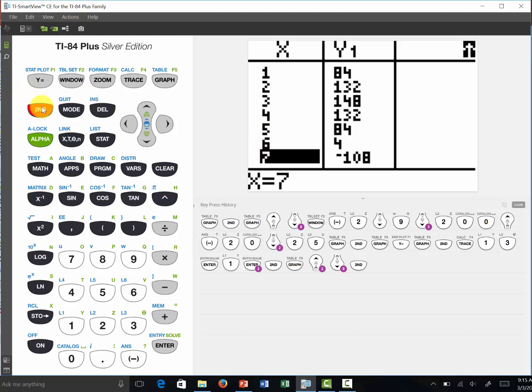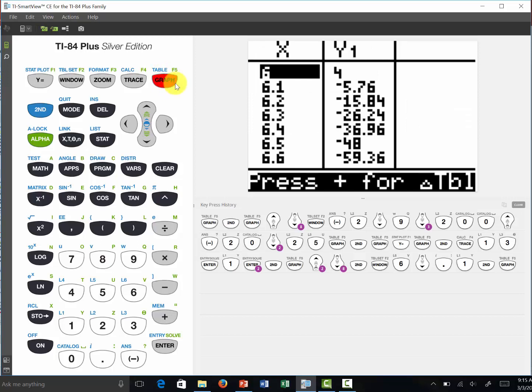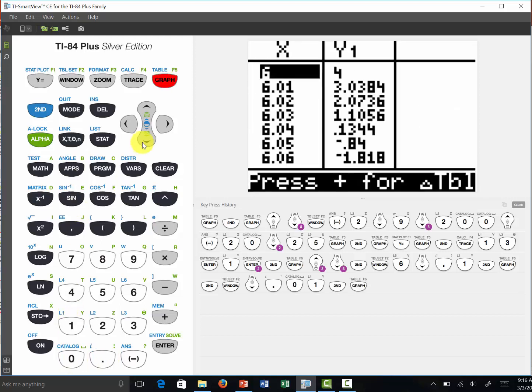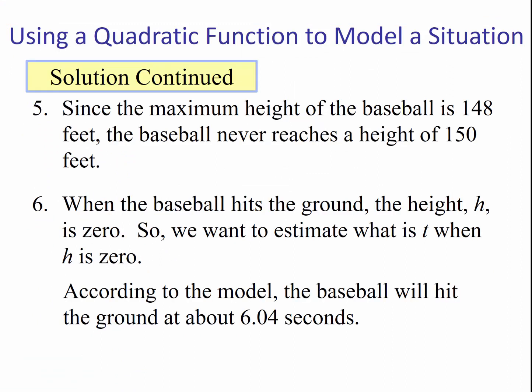So I'm going to go to table set, start at 6, and I'm going to count by 0.1. And that way I can be a little bit more precise about when the sign changes. And here we can see it's between 6 and 6.1. Let's count by 0.01. And here we can see there's a sign change between 6.04 and 6.05. Because 6.04 is closer to 0, that is going to be the time rounded to 2 decimal places. So what does this mean in terms of the problem? Well, according to the model, the baseball will hit the ground in about 6.04 seconds.